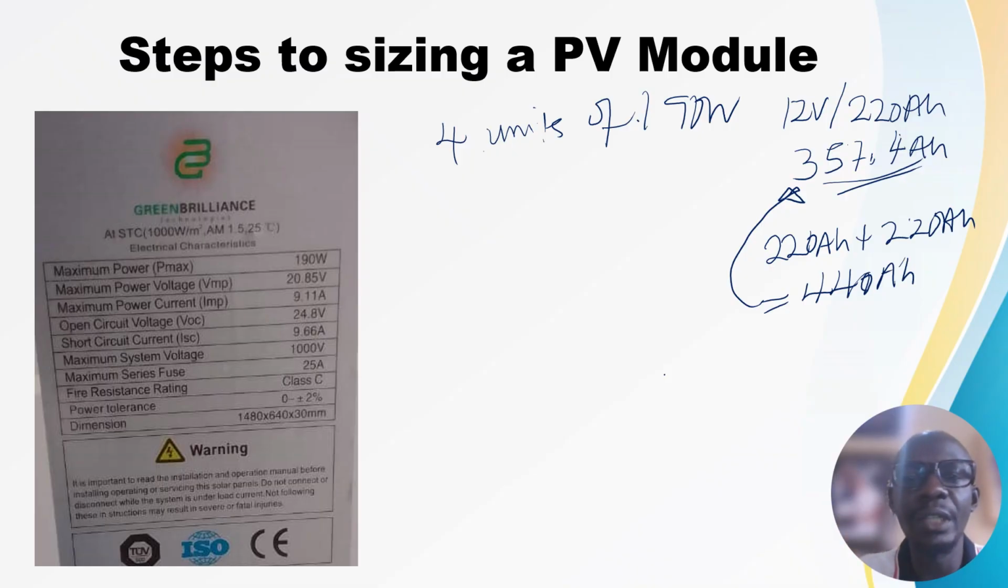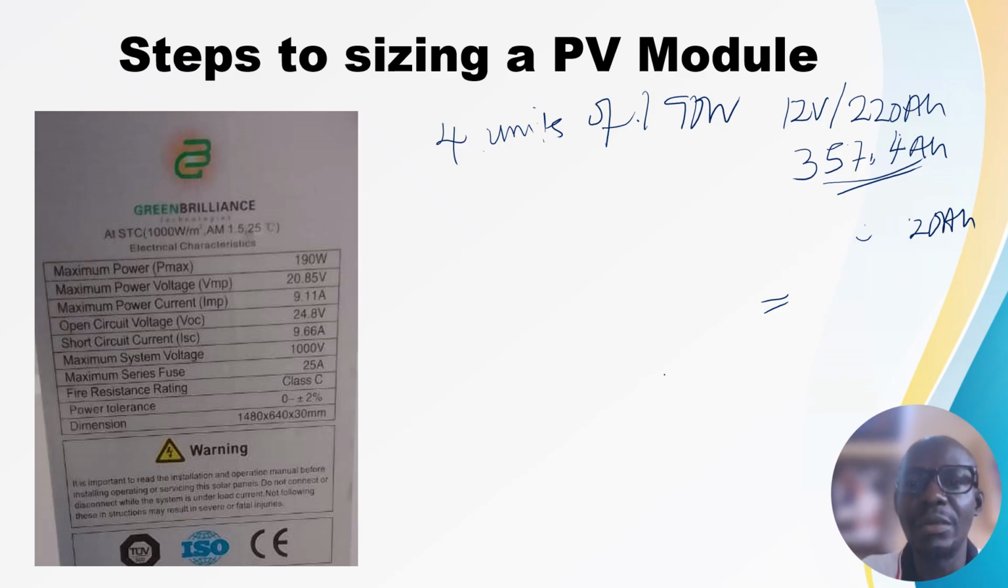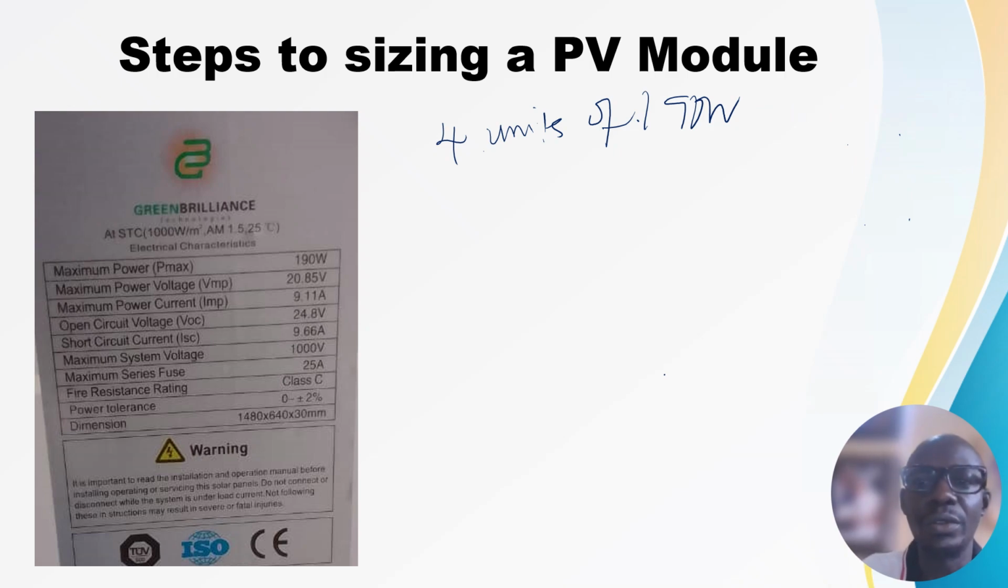So now it depends if I'm using PWM, for instance, or an MPPT. And remember that our system is a 12-volt system, but because of the capacity and because of our load, that's why we are using 2 batteries in parallel. So now this is how I want to connect. I'm using an MPPT controller.